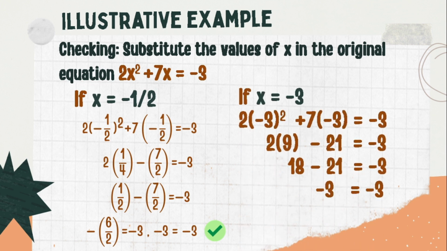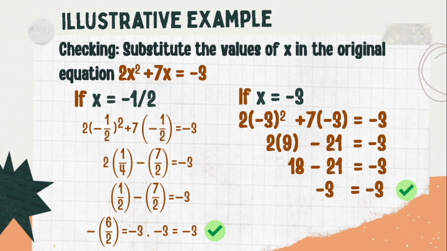Next, if x is equal to negative 3, then we have 2 times negative 3 squared plus 7 times negative 3 is equal to negative 3. 2 times 9 minus 21 is equal to negative 3. 2 times 9 is 18 minus 21 is equal to negative 3. Next, 18 minus 21 gives you negative 3, that is equal to the other side of the equation, negative 3.